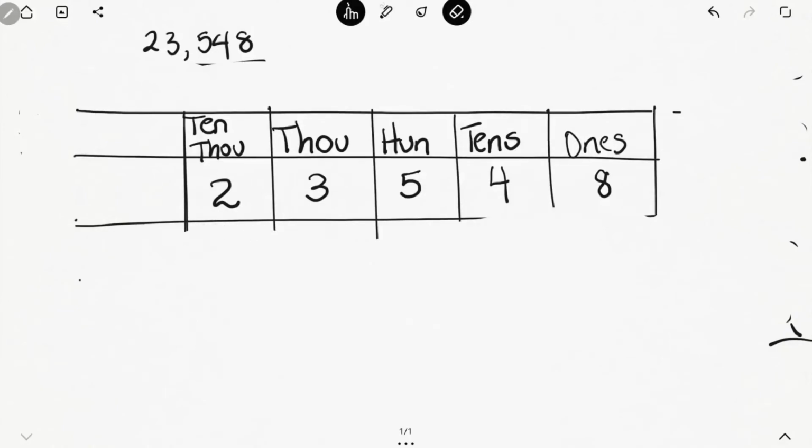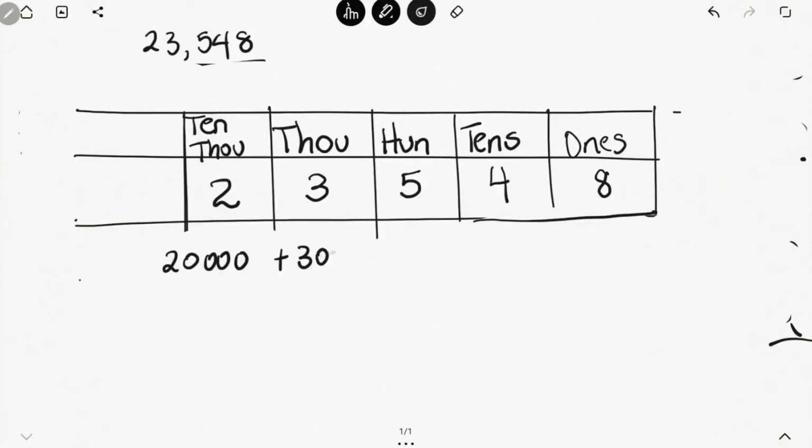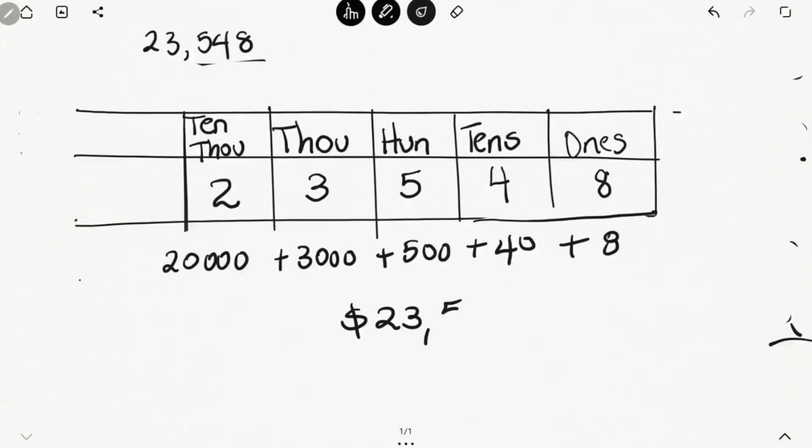If you're just seeing these place value charts with just the numbers, what this tells you is you have 20,000 plus 3,000 plus 500 plus 40 plus 8, which gives you, like we saw before, a total of 23,548. All right, so that's just a little bit about place value charts, about writing numbers in words, about ones digits, tens digits, 100 digits, 1,000 digits, 10,000 digits, and what they mean.